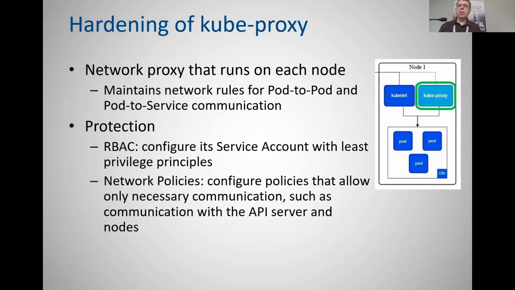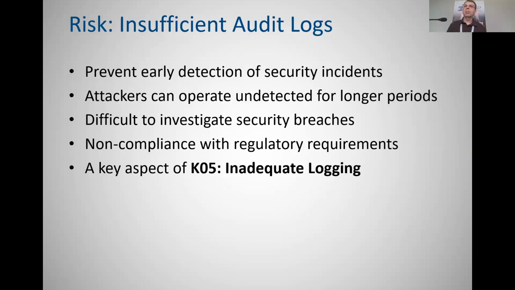Kube-proxy is a network proxy on each node. How will we protect it? RBAC and network policies, okay? And that it is protected. Okay, we have configured everything. Do you think it is enough? No.